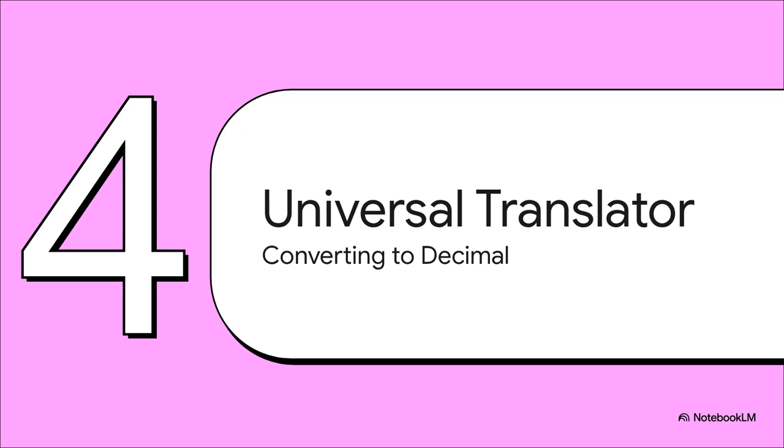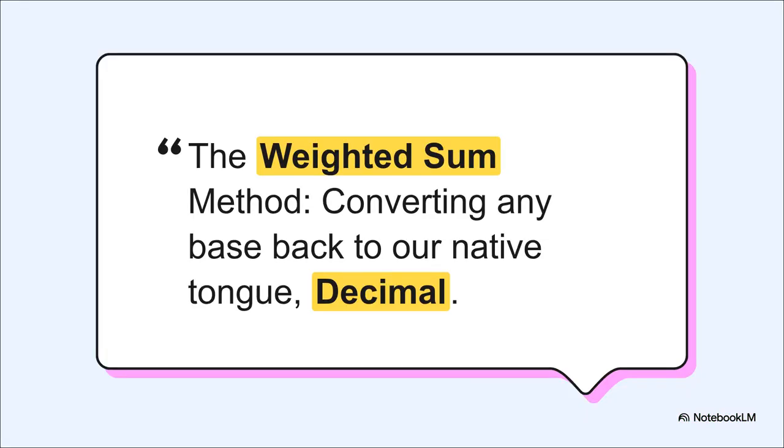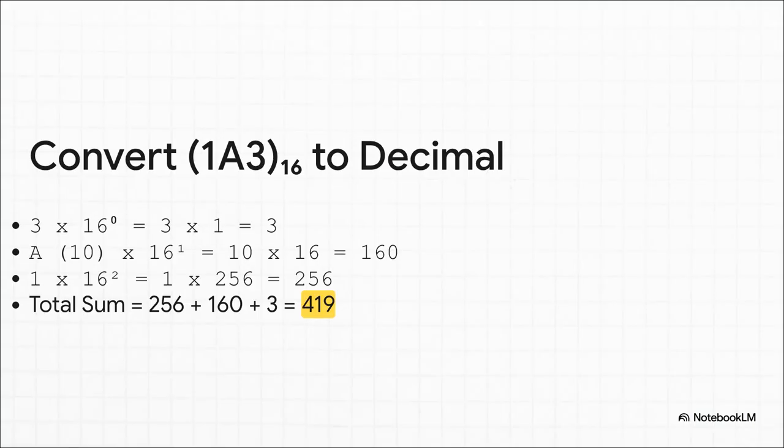But what about us? How do we get back to our native language, decimal? For that, we need a couple of other tricks up our sleeve. The first method is for converting any of those other bases, whether it's binary, octal, or hex, into our normal decimal system. It's called the weighted sum method. And it sounds kind of fancy, but the idea is actually super simple. Every digit's position in a number has a specific value or a weight. Let's just walk through one.